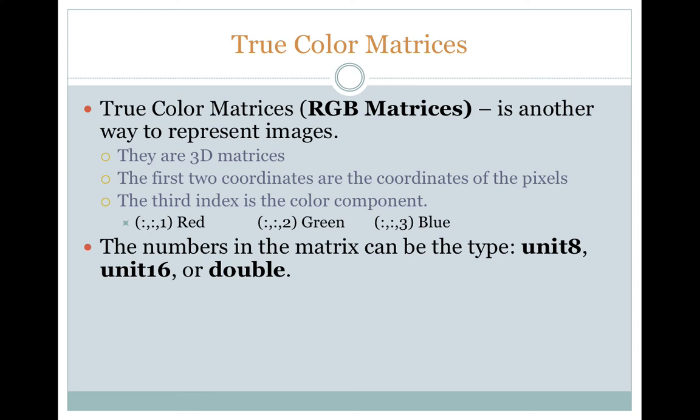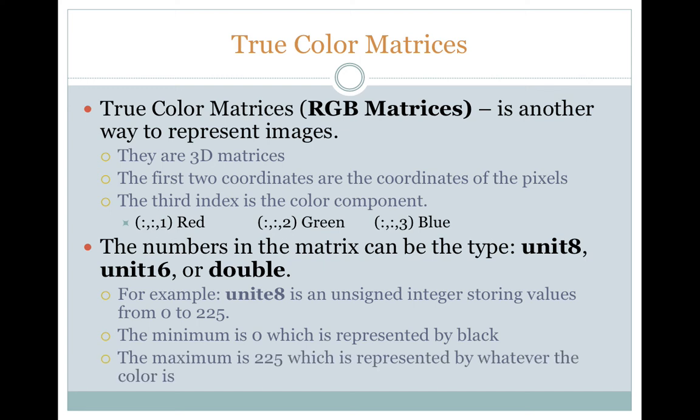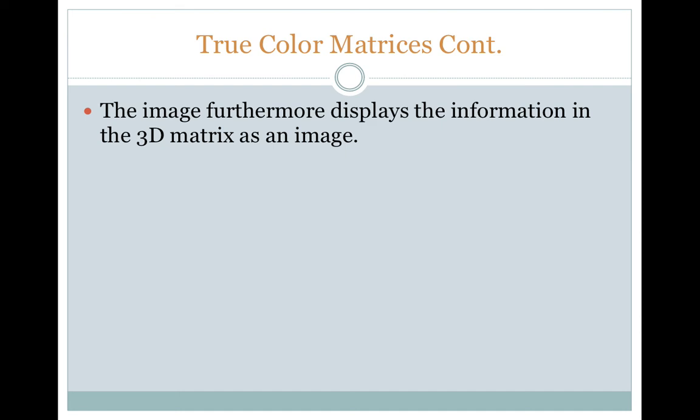The number of the matrix can be type uint8, uint16, or double. You have to define it as one of these. It doesn't work unless you do this. Okay? For example, uint8 is an unsigned integer storing values from 0 to 255. The minimum, 0, is represented by black. The maximum is 255, which is represented by whatever the color is. In this case, we're going to use every color there. Okay? The image furthermore displays the function in the 3D matrix.